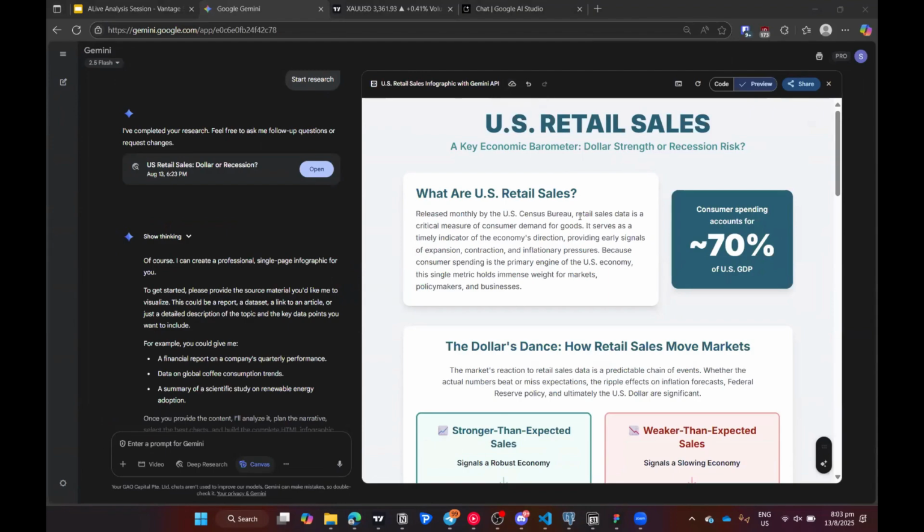So US retail sales, as we all know, is an indicator for measuring your economy, especially in terms of goods and services purchased. It usually gives us early signals to whether or not the economy is expanding, contracting, or stagnating. Consumer spending accounts for 70% of US GDP. So domestic spending within the US makes up a very big portion of the US GDP.